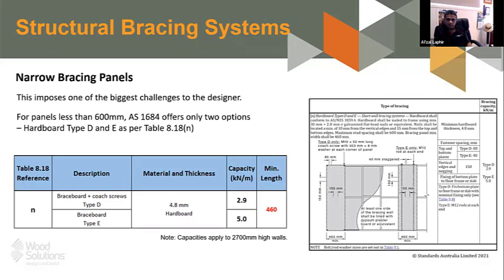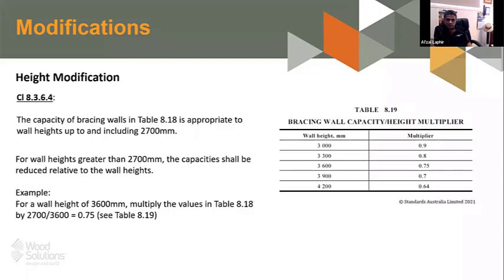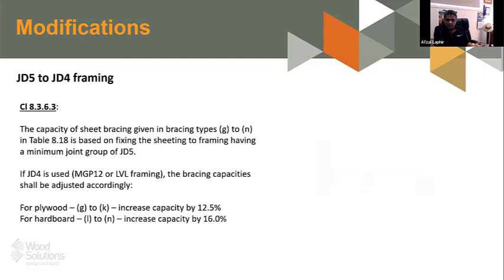There are a couple of things that I'll have to touch upon before we move into alternate bracing systems. The height modification factor. As I mentioned earlier, all design capacities in table 8.18 are based on a 2.7 meter wall height. If the wall height is greater than 2.7, the capacities must be reduced relative to the wall height. For example, a 3.6 meter wall height will be reduced by a factor of 0.75. Also, the 2021 code now gives the capacity in JD5, so it gives you the provision to increase capacities if you happen to be using a JD4 frame, for instance MGP12 or LVL framing. Then you can increase your capacities by 12.5% if it was plywood sheet or by 16% for hardboard.